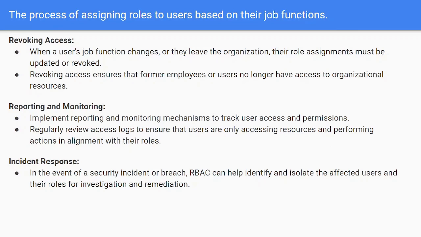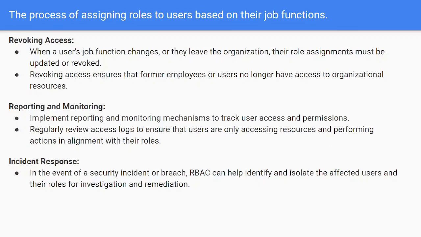In the case of a breach, the role-based access control can identify and isolate the affected users and their roles for investigation and remediation. So let's say there is a breach now, there's a breach in the HR role. All the users under HR role will be isolated and then there'll be investigation on that role. Like, okay, how was this role bypassed? How was there a privilege escalation? You understand? So this is basically the process of assigning roles to users based on their job description.